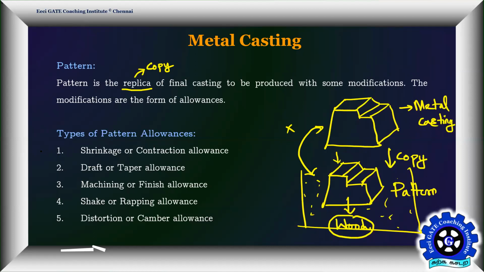You can see there are five different allowances in casting for a pattern. First is the shrinkage allowance, second is the draft or taper allowance, then the machining or finish allowance, then the shape or warping allowance, and the fifth one is the distortion and camber allowance. We are going to discuss each in detail in the coming slides. So let me erase some stuff which is not very important here.